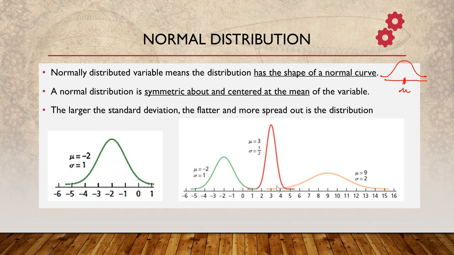If you look at the right hand side, this is the explanation for the last one. The larger the standard deviation, the flatter and more spread out. So if the standard deviation is greater, it will be more flattened. If it is smaller, it will be slimmer, like that, or accumulate around the mean.